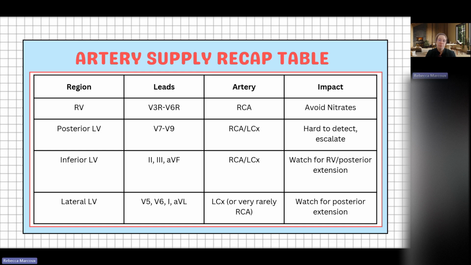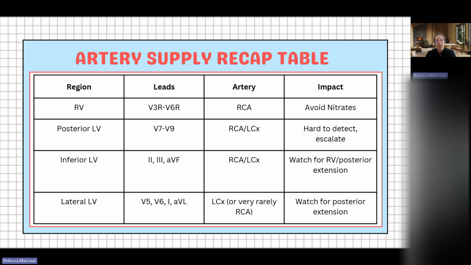And just recapping our regions. When we're talking about our RV, this is leads V3R to V6R. This is looking at our right coronary artery, or RCA. And with our RV infarcts, we want to avoid nitrates, and we usually want to give fluids for the hypotension. When we're talking about posterior left ventricle infarct, we're looking at V7 to V9, and it could be the RCA or the circumflex, depending on how the patient's circulation is. And these can be hard to detect.